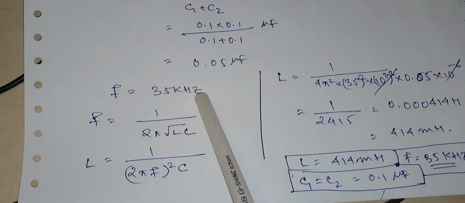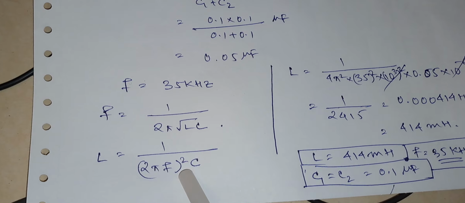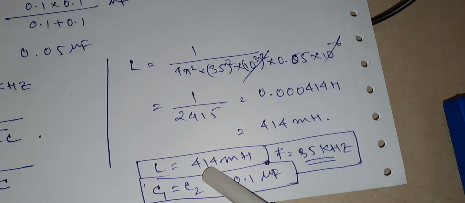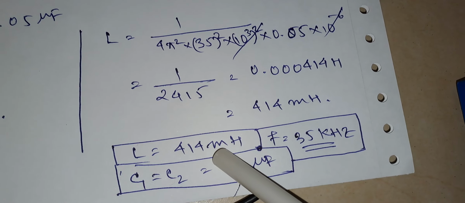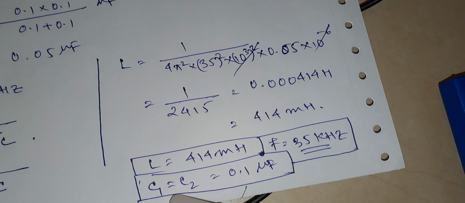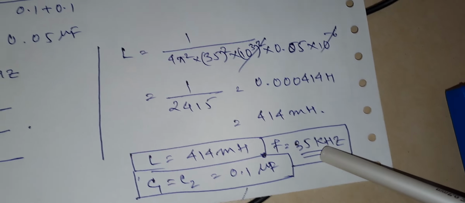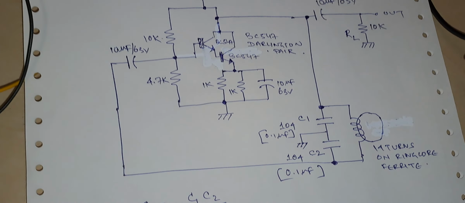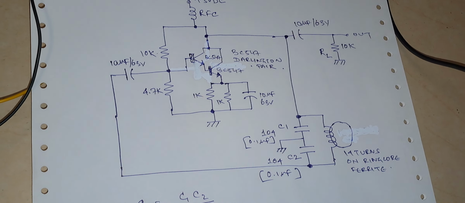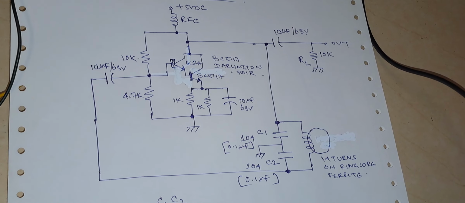Our frequency of operation is 35 kilohertz. If we derive the formula, the inductance L equals like this. When we solve these equations, we find the L is 414 millihenry. So this coil is 414 millihenry, and these two capacitors C1 and C2 are 0.1 microfarad, and they are generating a frequency of 35 kilohertz. So this is the Colpitts oscillator I have made. This is the first oscillator I have made. Here is the circuit diagram. In the next video, I am going to improvise this circuit for higher frequencies. Thanks a lot. Thanks for watching.